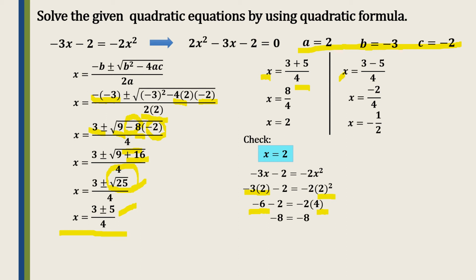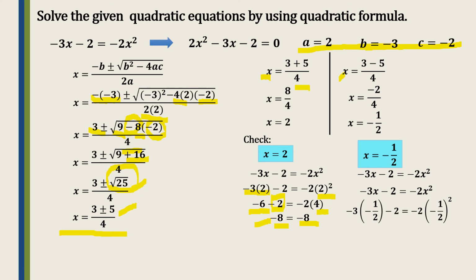I-simplify na natin ang result. We have now negative 6 minus 2. Isipin natin para hindi tayo mahilo. Yung negative sign niya ng 2. So, negative 6 plus negative 2, we have negative 8. Negative 2 times 4, it's negative 8. So, equal naman, ibig sabihin, ang 2 ay tamang solution or root. Let us have negative 1/2. Palitan ang x ng negative 1/2.